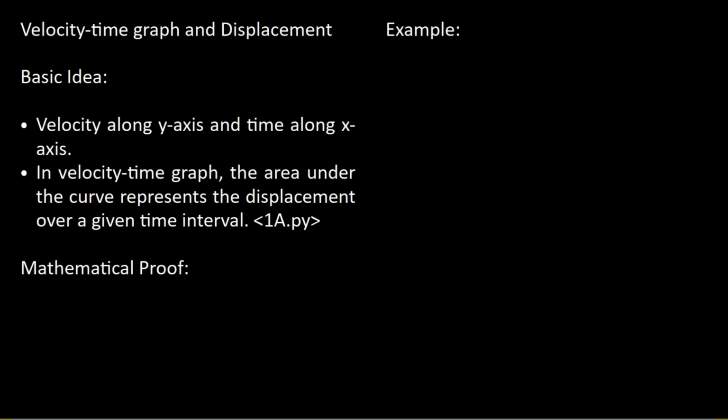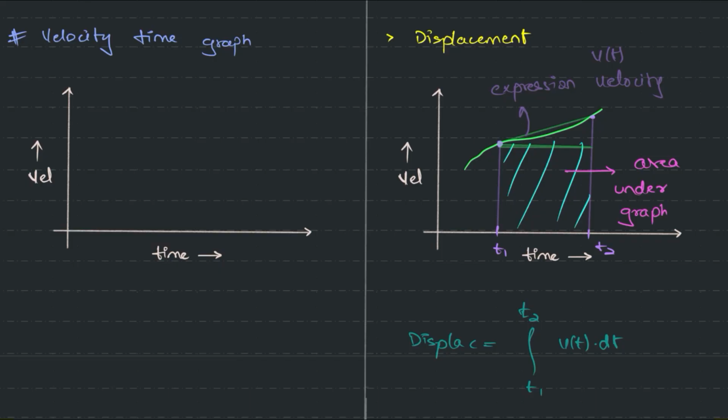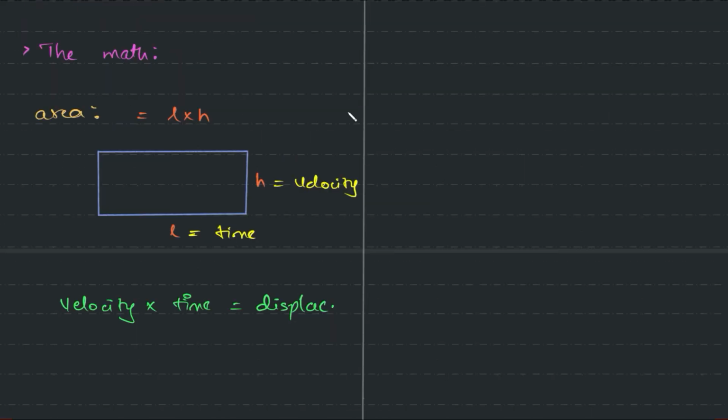Okay, so velocity time graph and displacement. We recapped that velocity is along the y-axis and time is along the x-axis. The area under the curve represents the displacement. That is a simple, straightforward proof. So we know that area is length into breadth. In the case of a velocity time graph, the area will give us, actually let me do that properly.